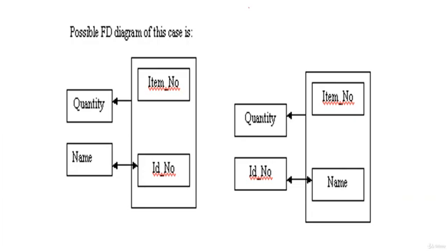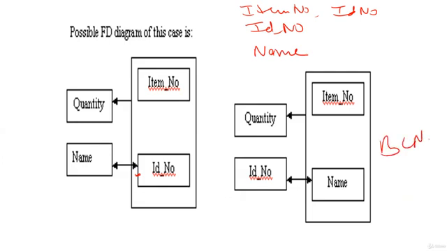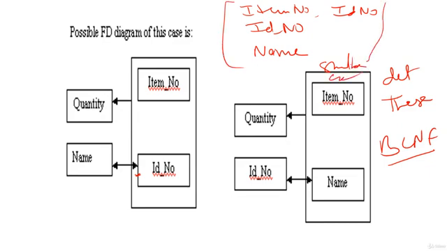One is the combination of item number and ID number. Another is ID number. Very good. And next, name. So we have 3 determinants in this table, and BCNF states that these determinants should be unique or candidate keys. So we have to check this for these columns.